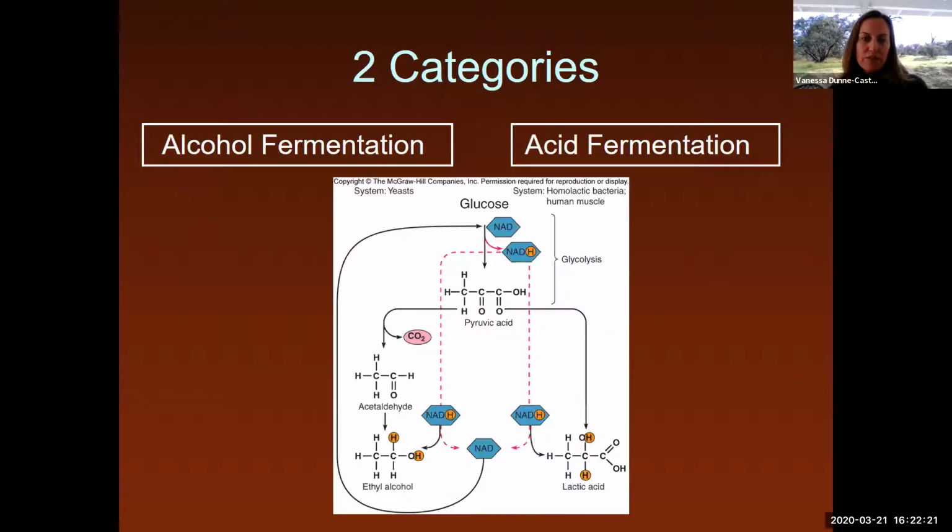There are two major categories here: alcohol or acid fermentation. But conceptually, the whole point is to allow those reduced electron carriers to be regenerated, recycled back into their oxidized form by the donation of those electrons and protons, either directly to pyruvic acid to form lactic acid. That would be acid fermentation, or homolactic acid fermentation.